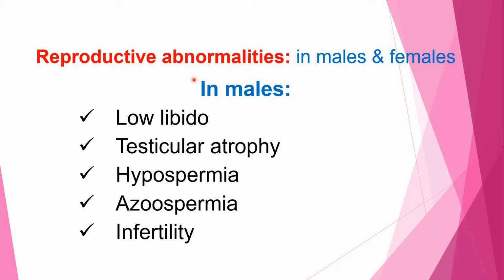Frequently, reproductive abnormalities are observed in males and females. Here we have mentioned reproductive abnormalities in males. Decreased libido, testicular atrophy, testicles become very small, decreased sperm concentration in the semen called hypospermia, absence of sperm in the semen, azoospermia, and the male dog becomes infertile.